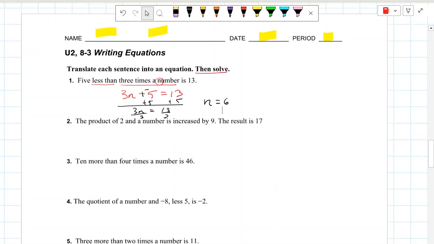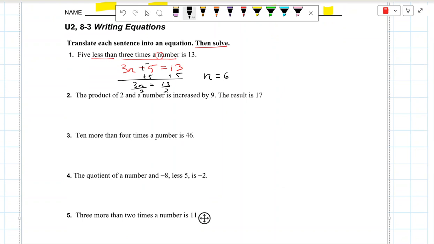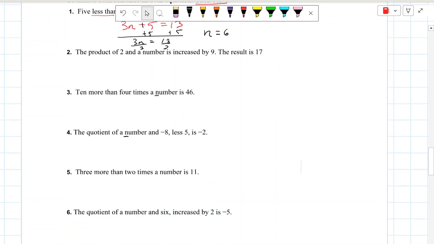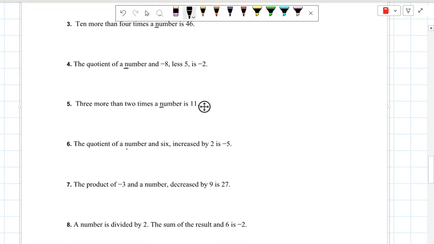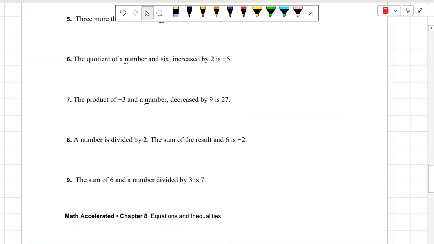The rest of these, they're talking about finding a number. So n is your variable, n is your variable, n again is your variable, another looking for a number, looking for a number, looking for a number, and looking for a number. So it looks like you're going to be using n for your variables all the way down through 8 or 9.